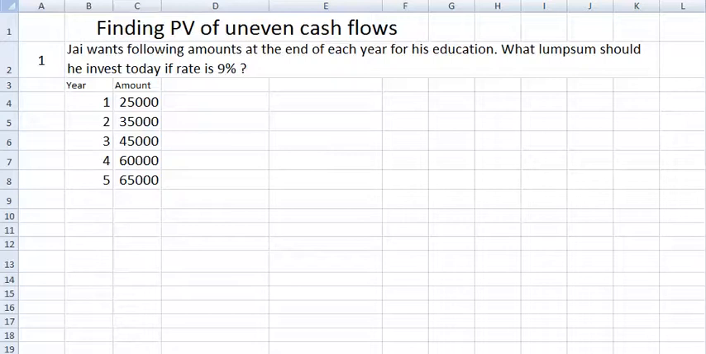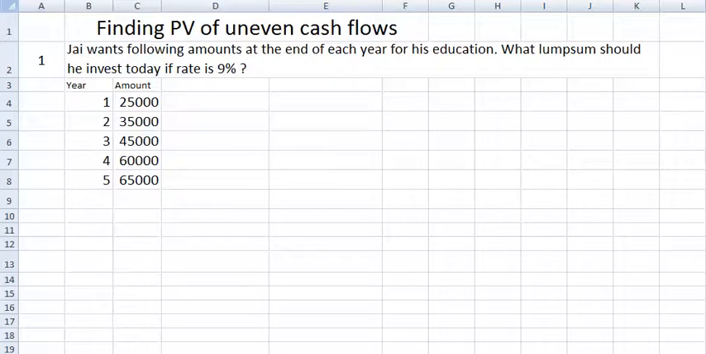It says Jay wants following amounts at end of each year for his education. What lump sum should he invest today if the rate is 9%? So basically, the question says Jay needs 25,000 rupees at end of year 1, 35,000 at end of year 2, 45, 60 and 65,000 at end of year 3, 4 and 5.